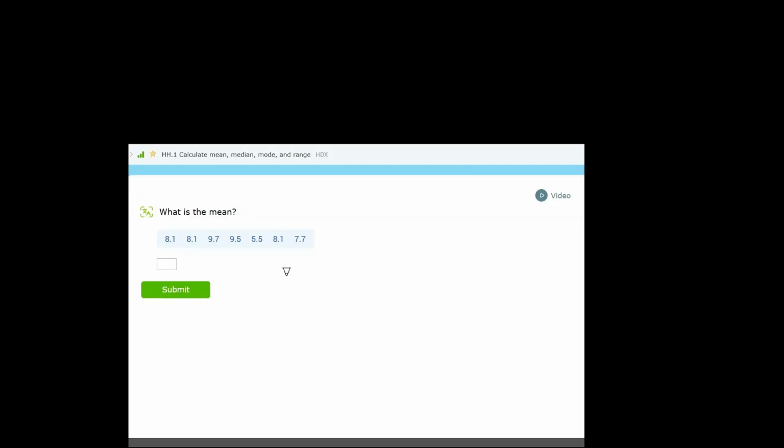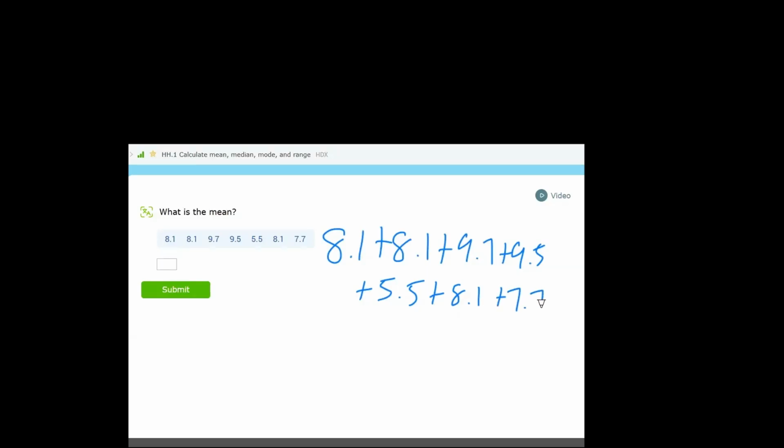Here's another problem with the mean. Again, we're going to add up all of these numbers. 8.1 plus 8.1 plus 9.7 plus 9.5 plus 5.5 plus 8.1 plus 7.7. If you add up all the numbers, you should get 56.7. Now we're going to divide that number by the number of numbers that we see.